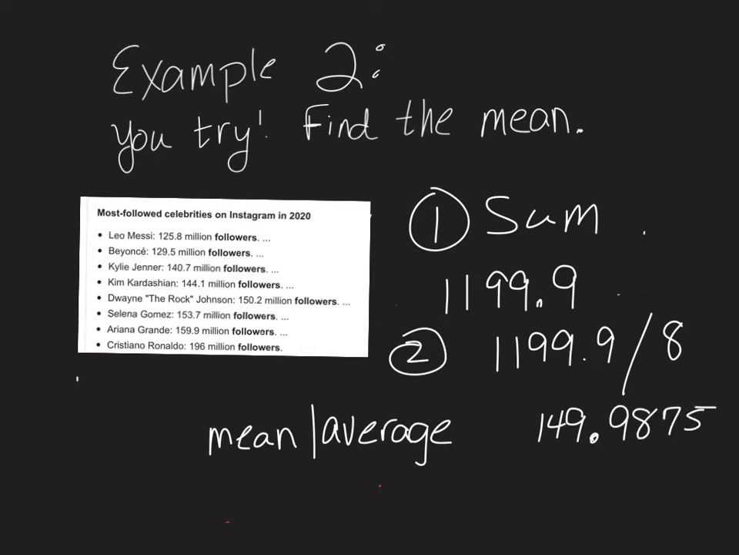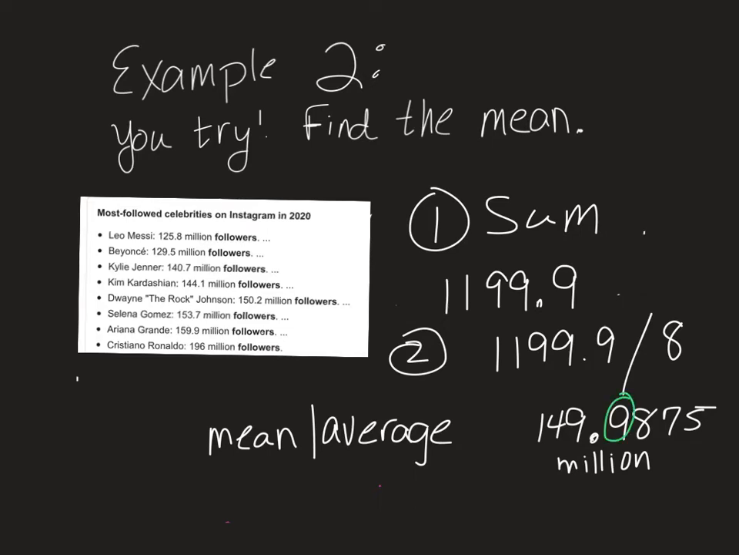9,875. So just your middle of the road average top Instagrammer has 149.9875 million, because we always like to add units, followers. I should note that typically we would round that to the nearest tenth. That's usually what's on the exit slip for this. That's actually what you'll do.